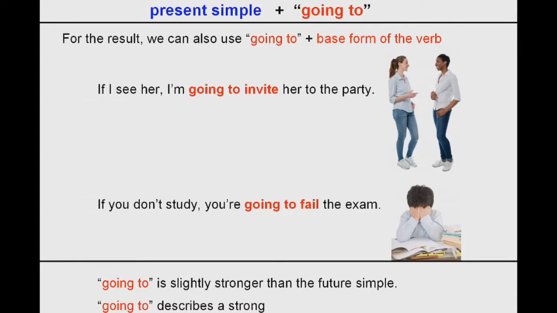And so going to, therefore, describes a strong intention or a plan for the future. Okay, so we are more sure, we are more decided that this is what we are going to do. If the condition is true, of course. The condition must be true. And if it is true, then this is our strong intention.